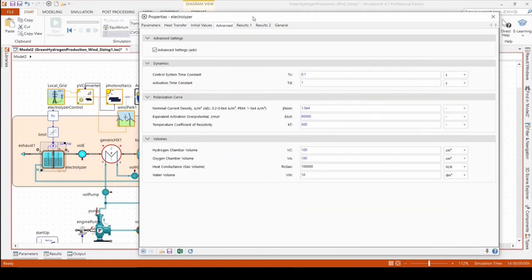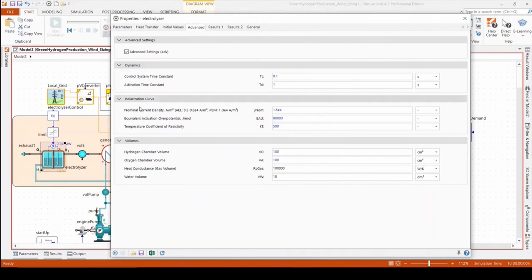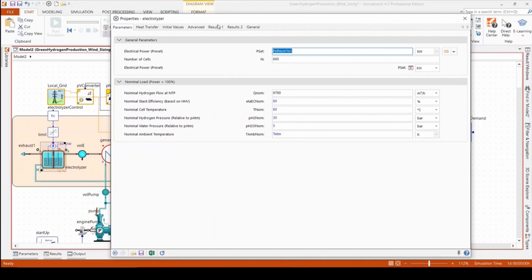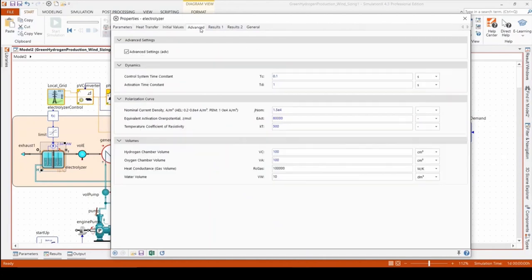A polarization curve is usually used to describe the performance of an electrolyzer. This curve can be obtained through measurement data from an existing electrolyzer, but is often missing in the manufacturer's documentation. In this model, the polarization curve is automatically generated based on parameters at nominal conditions. The result can always be compared with the real polarization curve and can be adjusted through advanced parameters.